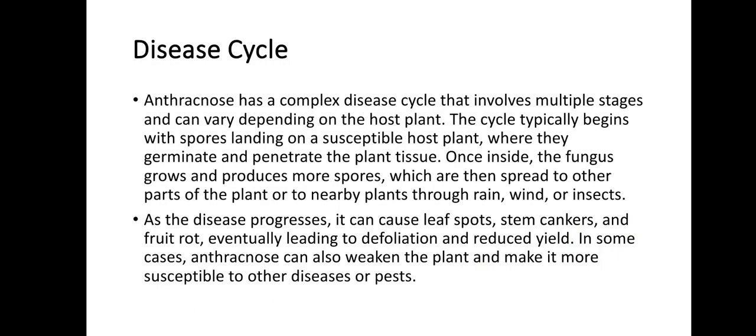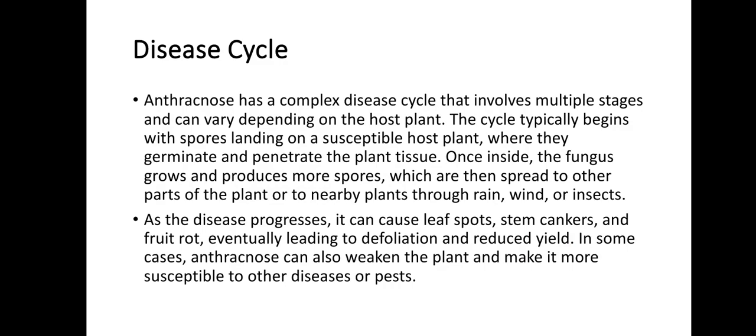Disease cycle. Anthracnose has a complex disease cycle that involves multiple stages and can vary depending on the host plant. The cycle typically begins with spores landing on a susceptible host plant, where they germinate and penetrate the plant tissues. Once inside, the fungus grows and produces more spores, which are then spread to other parts of the plant and to nearby plants through rain, wind, and insects.